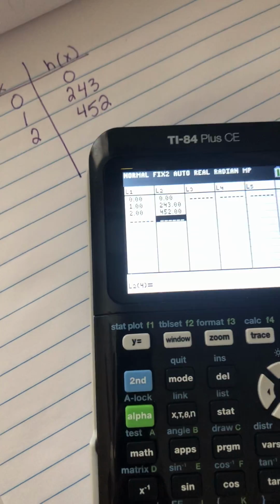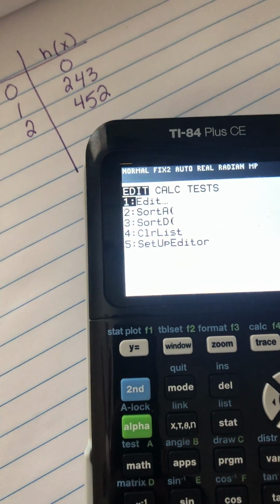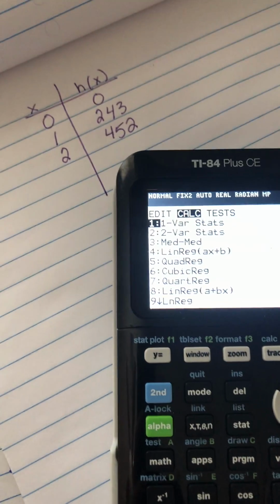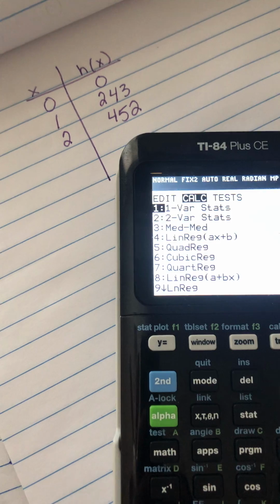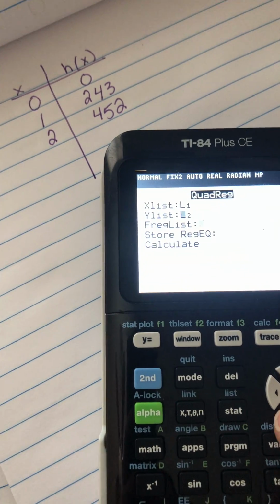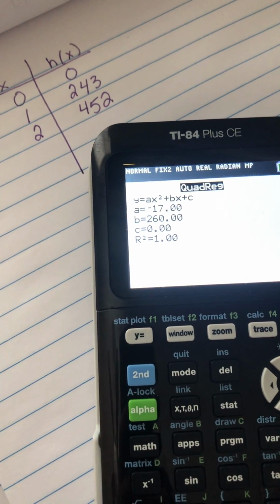All right, cool. Now because I know this is a quadratic function, I go back to this Stat button. But this time I want to calculate something. Do you see how it says quadratic regression? I want the calculator to make me a quadratic function with these 3 points. And you do have to have at least 3 points for this to work. If you put in less, you'll get an error. And look at that. There's my function.